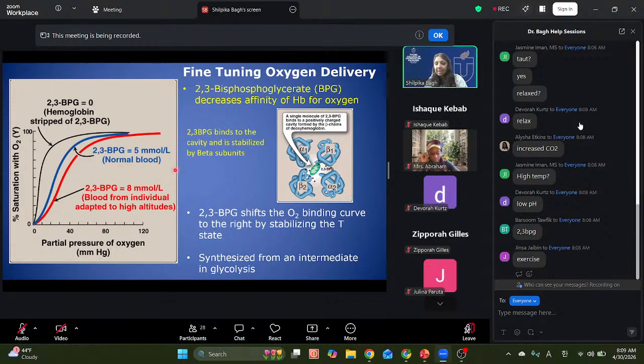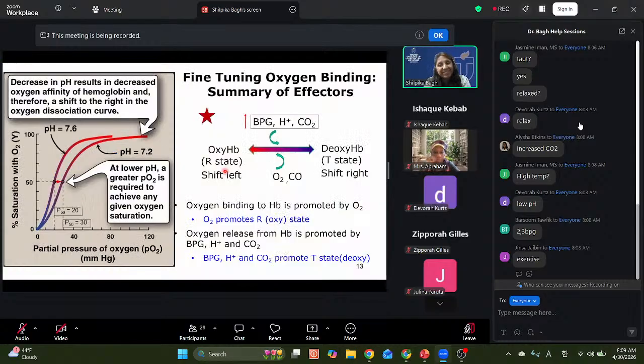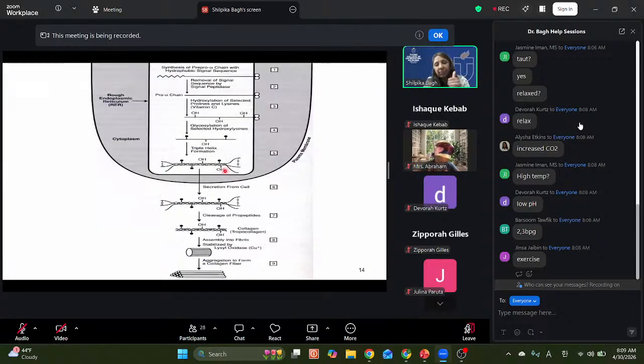Exercise too. Exercise also produces lactic acid, low pH. But I'm generalizing these factors. You can add on examples. So are you clear with deoxy, T, right shift? Oxy, relaxed, left shift. Left shift factors were very few: carbon monoxide, hypothermia, and HbF.